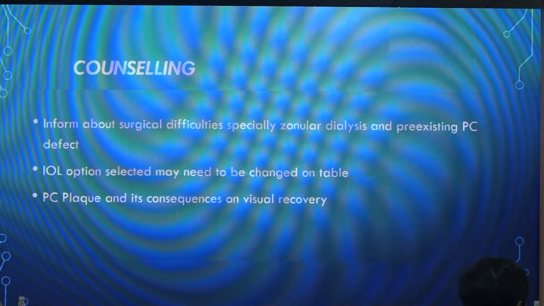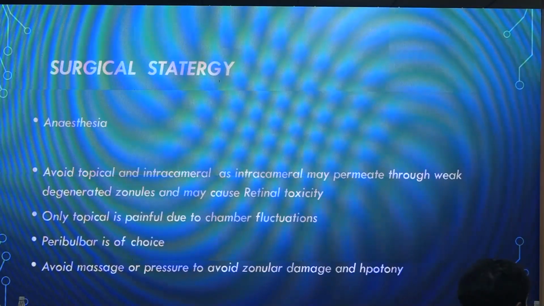Inform about surgical difficulties. We have to counsel the patient about the zonular dialysis and the pre-existing PC defect which may be present. IOL options need to be discussed, and the patient has to be told that we may have to change a 1-piece IOL to a 3-piece IOL on the table. And about PC plaque, the visual acuity may not be regained fully, so we may have to do a laser later on.